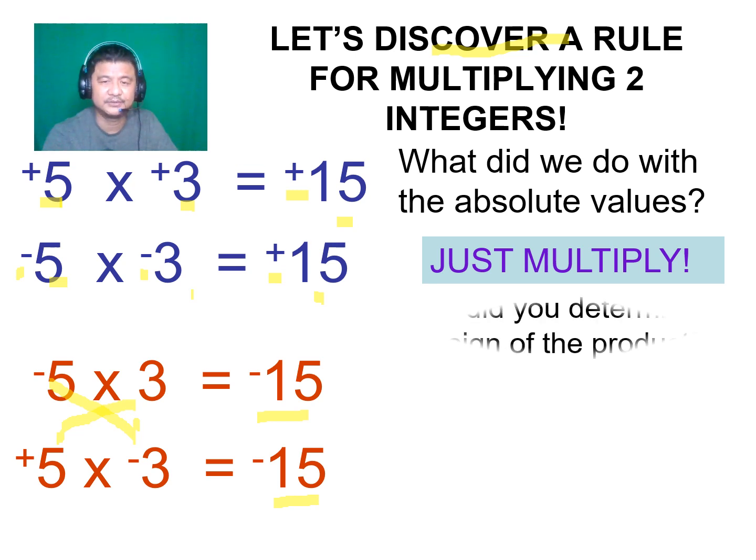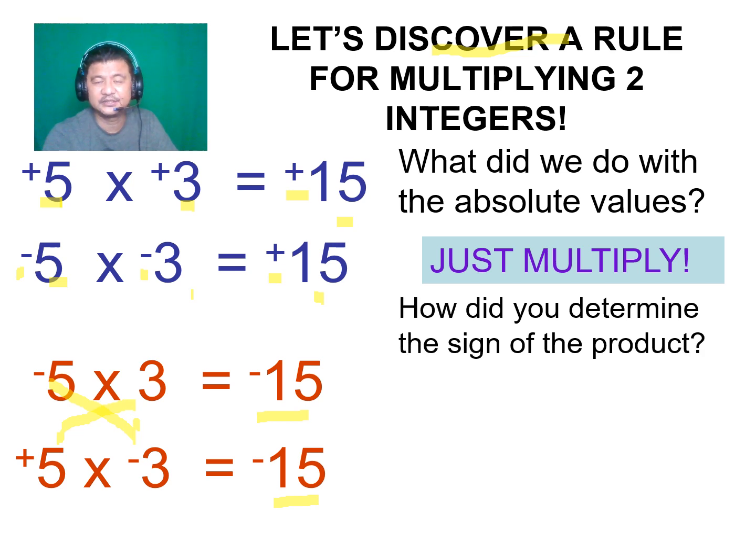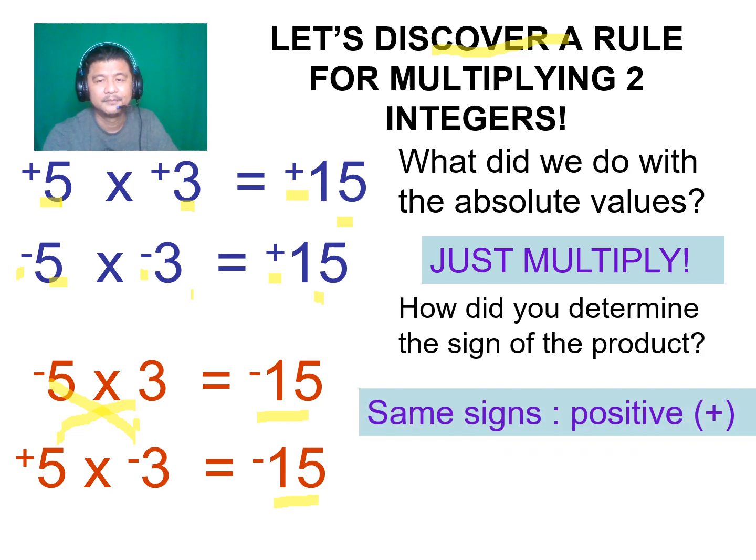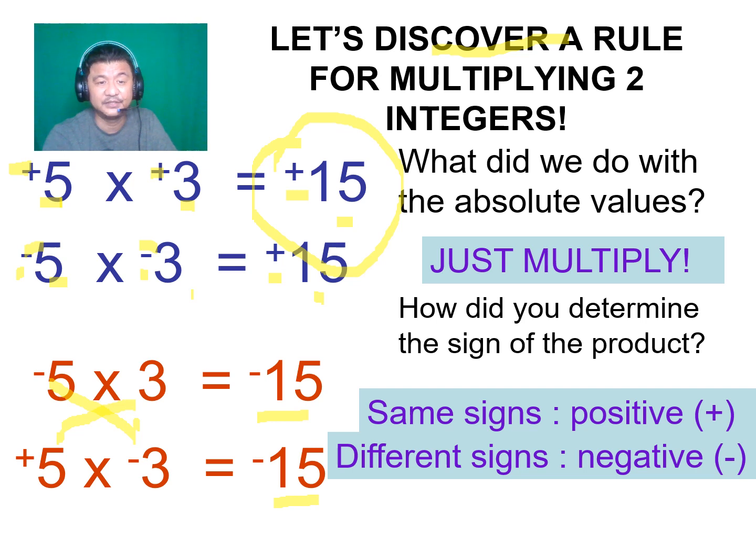Now, check this out. How did you determine the sign of the product? Yes, same signs, a positive and a positive, a negative and a negative will always be a positive. Same signs, positive. But if they have different signs, one is negative, one is positive, the answer is always a negative.